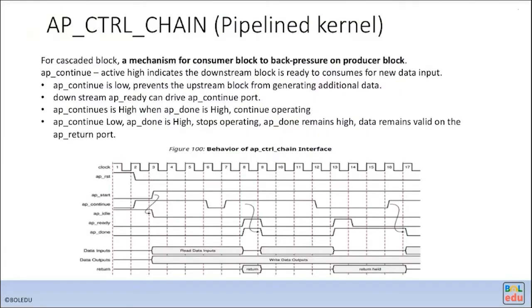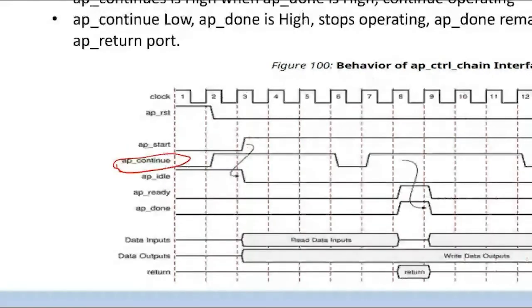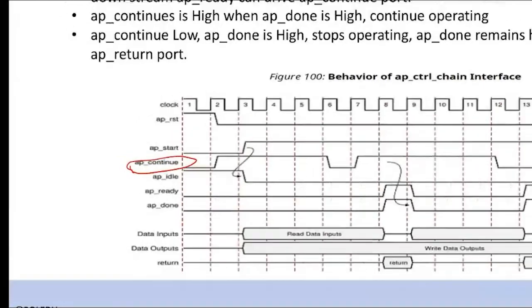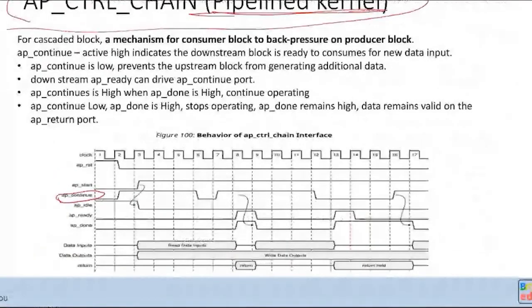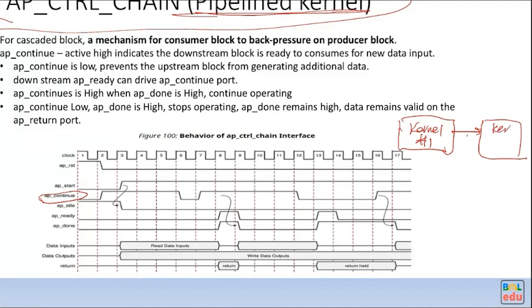Let's look at another one. Okay, AP control chain. That's for pipelined kernels. So it actually adds another signal called AP continue. The AP continue concerns the downstream module. Let's say that you have two kernel functions. You have kernel function 1, and its output will go to kernel function 2. And this AP done comes with the return value, the return port here.